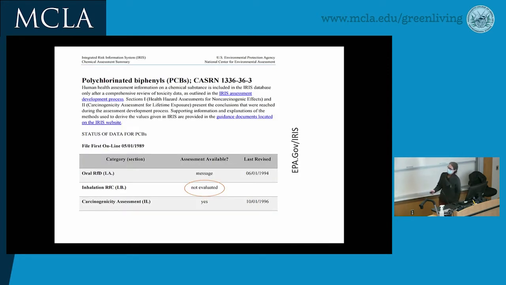This is the website IRIS. This is what EPA uses to publish all regulations and their assessment of chemical toxicity. And what I've circled is that there is no guideline or standard for inhalation of PCBs. They have not assessed that. They've assessed cancer risk, and they've assessed ingestion of PCBs, but they haven't set a standard for the risk to humans of inhalation. So this is something EPA really needs to do.